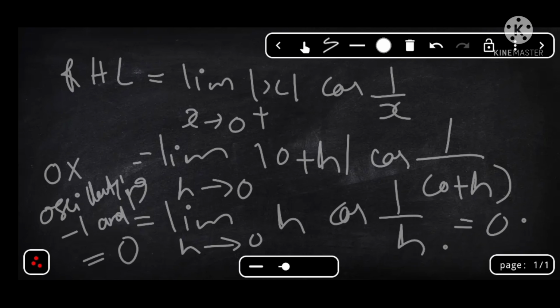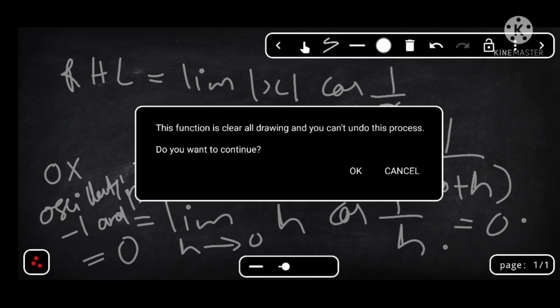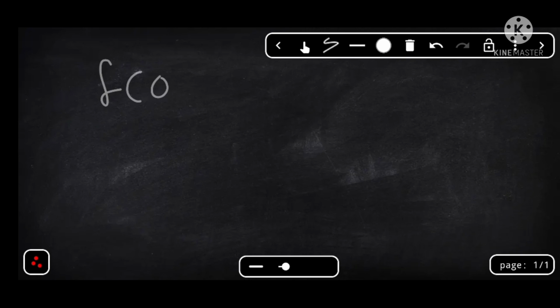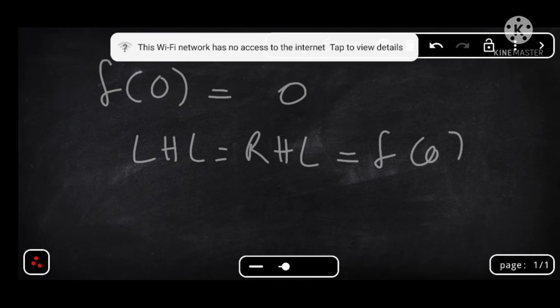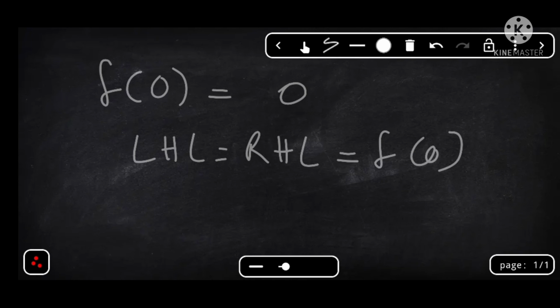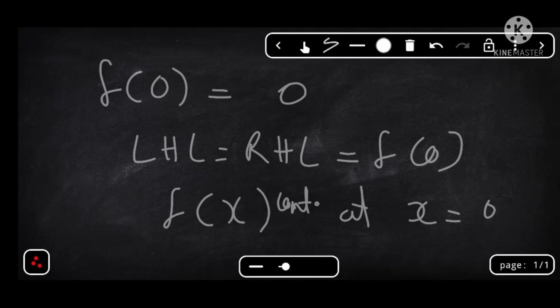Now let's check what is the value of f of 0. In the question it is given that when x equals 0, the value is 0. So LHL equals RHL equals f of 0. Hence we can say that f of x will be continuous at x equals 0.